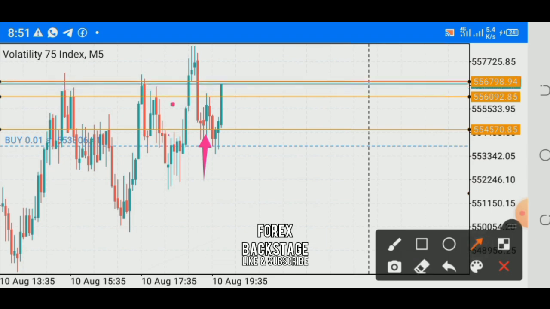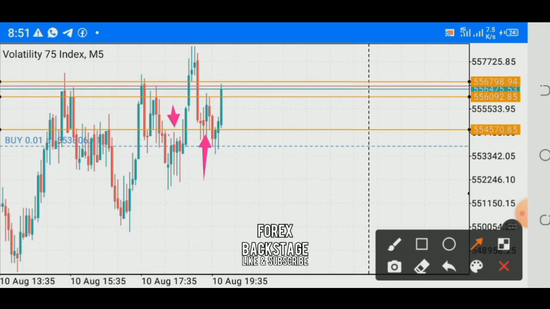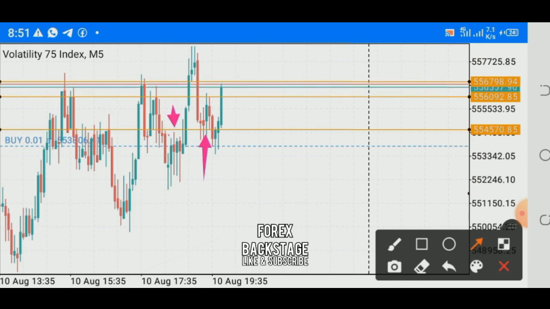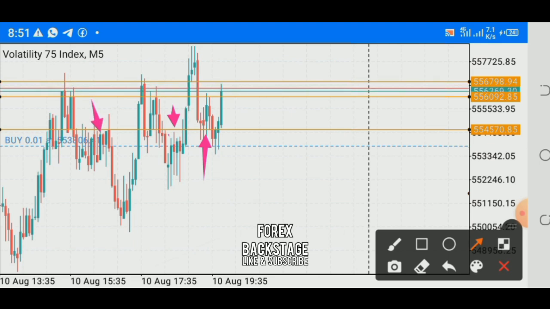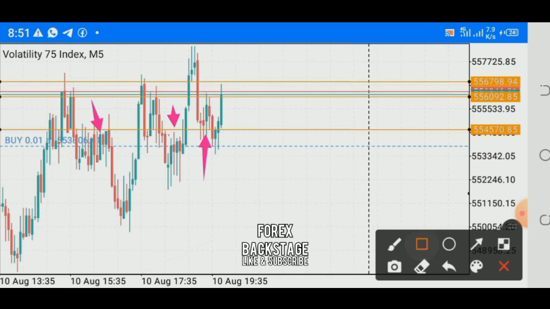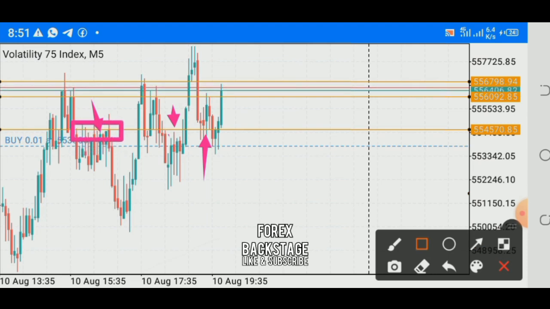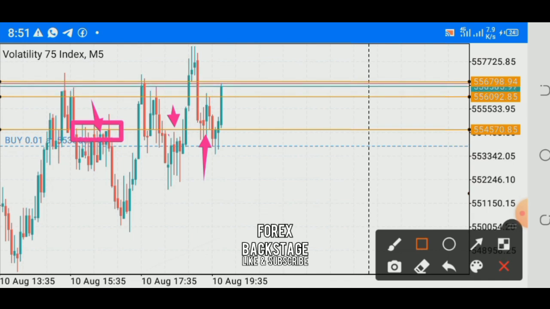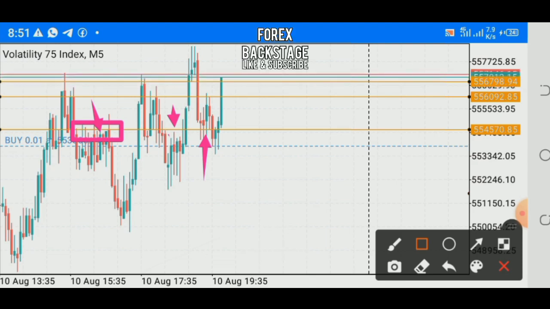So right here, the line serves as resistance. Coming to this place, the line also serves as resistance. As you can see, when they hit that line there, they bounce back. So they were not able to continue the uptrend. They bounce back and start trending down. So that is basically how this support and resistance work.